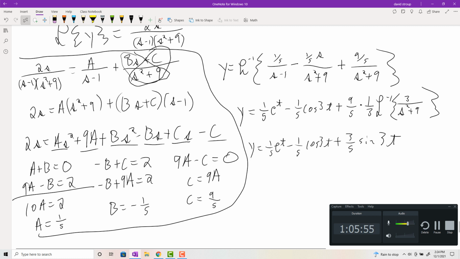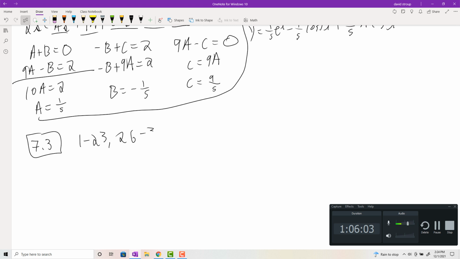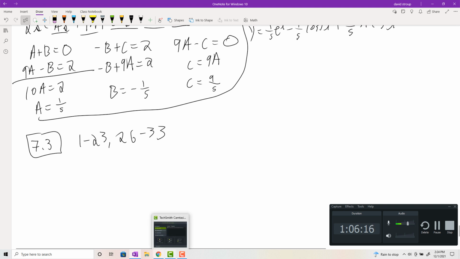Okay, let's move into the last section I'm going to put on the final then, 7.3. And problems like 1 to 23 and then 26 to 33 are fair game. The piecewise, what we call it, the Heaviside function, is that what we're calling it? I keep screwing up the name of that. I apologize. The unit step function, okay, but it's like a piecewise function. We're going to be using that here, of course.